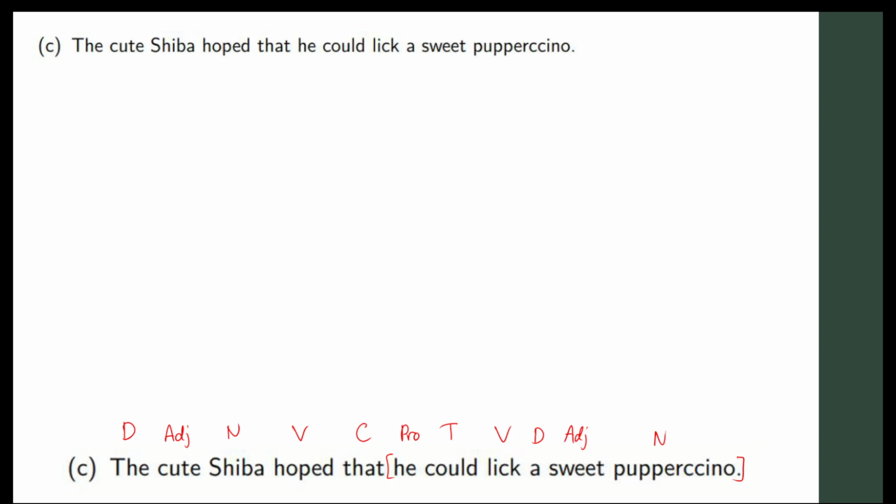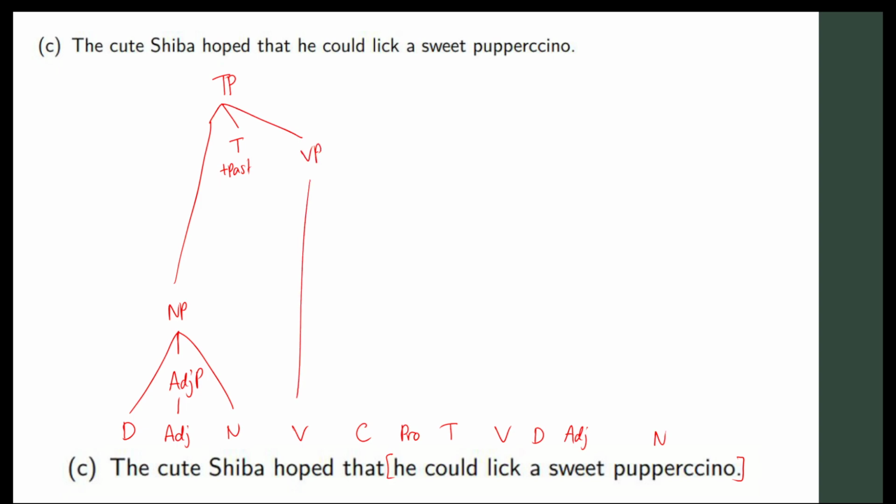One for the main clause, which is going to consist of the cute Sheba. So this is going to be a noun phrase that takes all of that, connecting to the TP. We're going to need tense, so this will be plus past because we have hoped, and it's going to need a verb phrase that is headed by the verb. Now, this C is going to start a new CP as a complement, and now we need to start a new TP inside. So it needs a subject he. We have tense here under could.